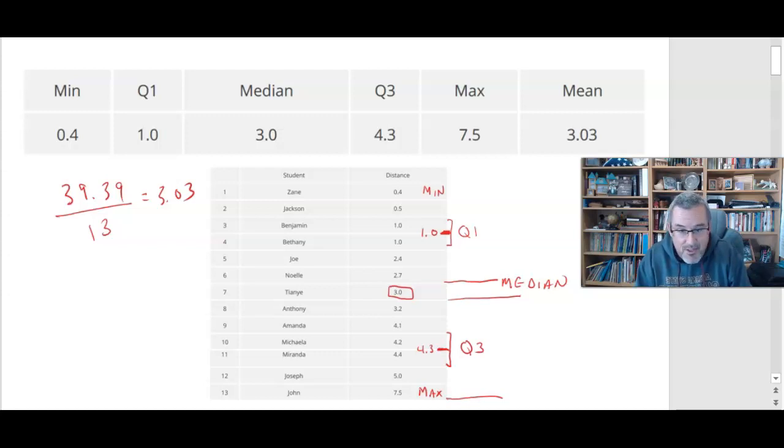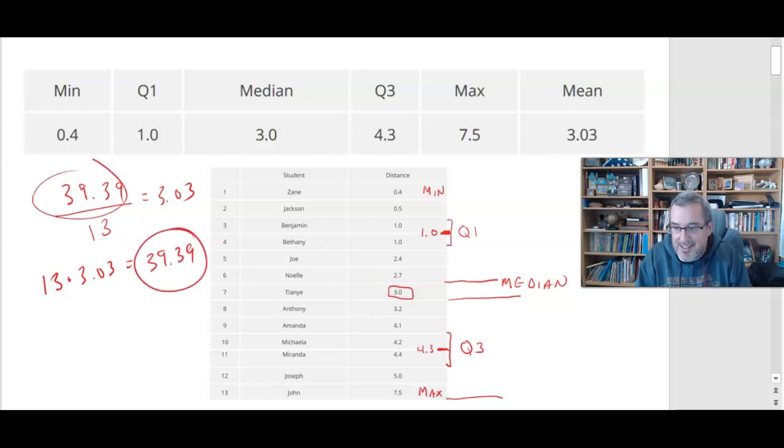So can you imagine that Zane was 3.03, Jackson was 3.03, Benjamin was 3.03, etc. Everybody was 3.03. You'd have 13 copies of 3.03, and 13 times 3.03 is still 39.39. The idea is you're still going to get the same total of 39.39 if everybody was the same. So it gives us a single number to represent the data.